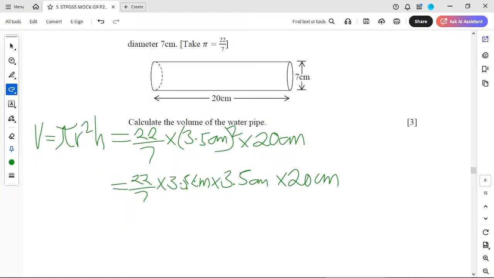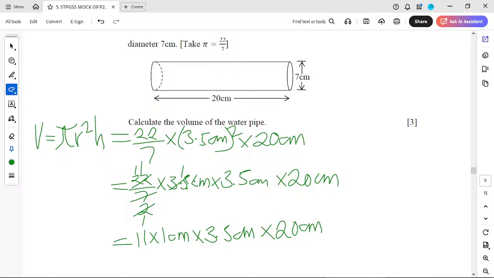Then what we do is we say 3.5 into 3.5, it will go 1, so it will remain with 1 centimeter there. Then 3.5 into 7, it will go 2 times. Then we say 2 into 20 into 2, it's 11. Let's record what we are remaining with. So we are remaining with 1 into 11, it will be 1 times 1 centimeter times 3.5 centimeter times 20 centimeter.